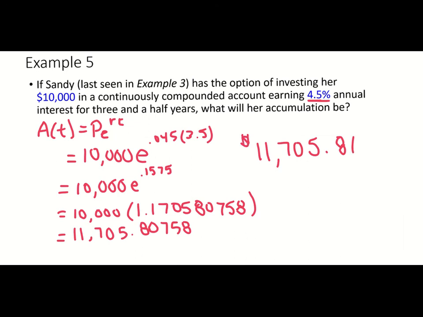So if you go back and compare it to before, it is definitely more than we had before. So the more you compound, the more money you get. So it's better, if you have the option and the same interest rate, to choose the account that compounds the most, so you earn the same amount of money or more money.